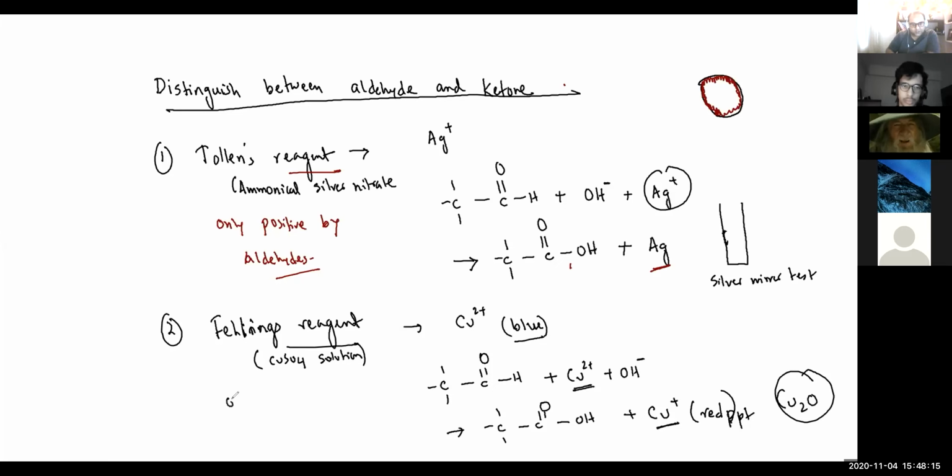So this is also only positive with aldehydes.